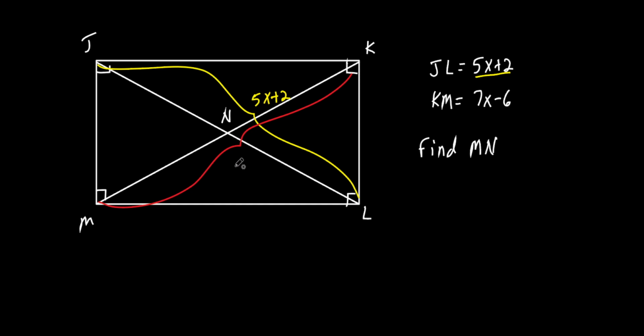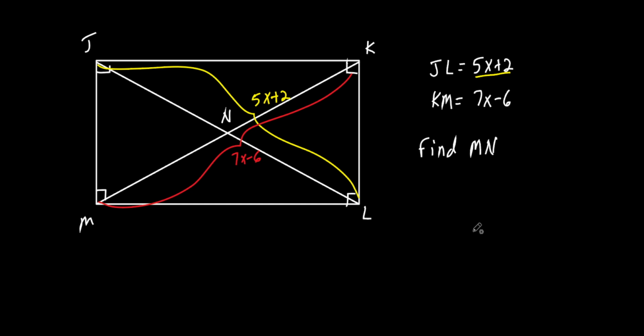All right, so I like to look at it first before I decide, do I set them equal to each other? Do I add them up and set them equal to something? What do I do? Well, I got to look at my picture. So look what they give you. They give you this diagonal as 5x plus 2. They give you this diagonal as 7x minus 6. So what do I know about those two diagonals just from this first part of the lesson? What do I know about the diagonals of a rectangle? They're equal to each other.